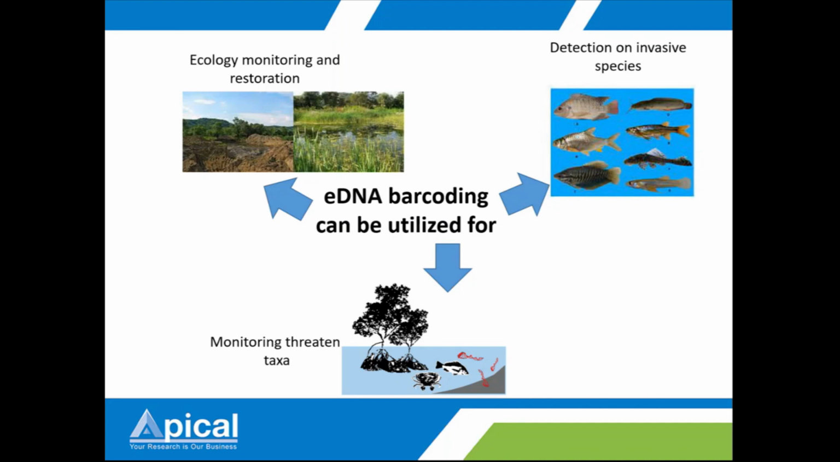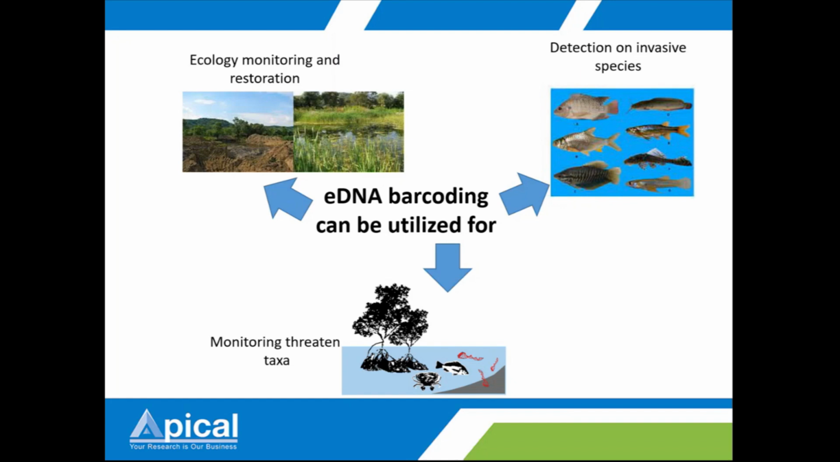We can also look into monitoring threatened taxa. For example, if there's a fish whose numbers are depleted because of human activities, we will know the presence of this organism. We can study its abundance. Are we able to maintain the numbers of these threatened taxa? So we can do studies to monitor and ensure that this animal will not become extinct.